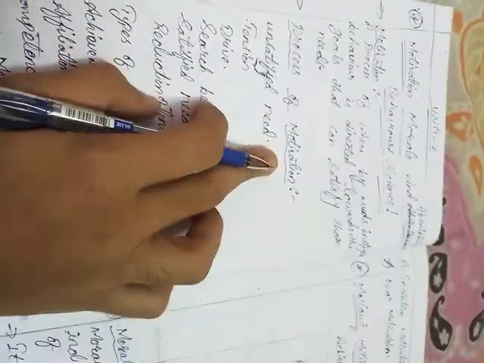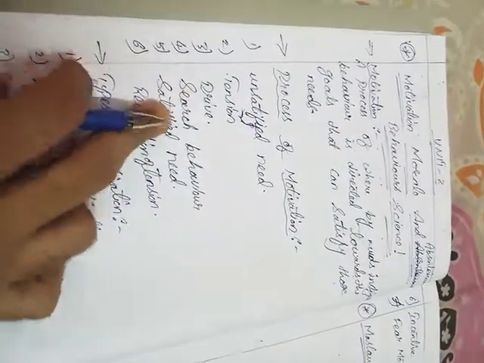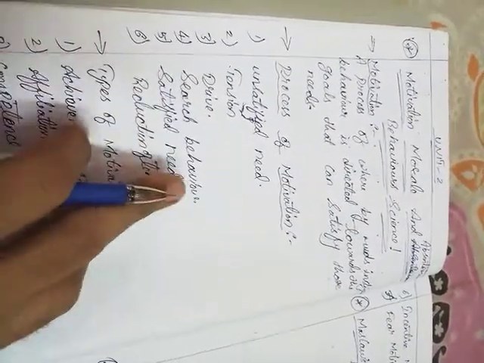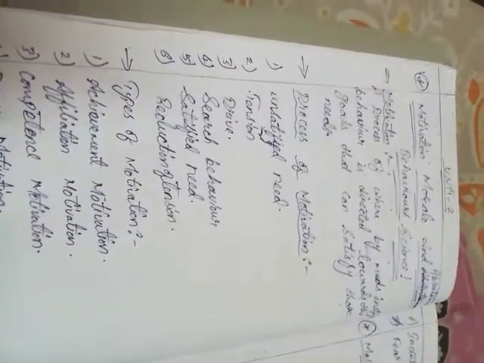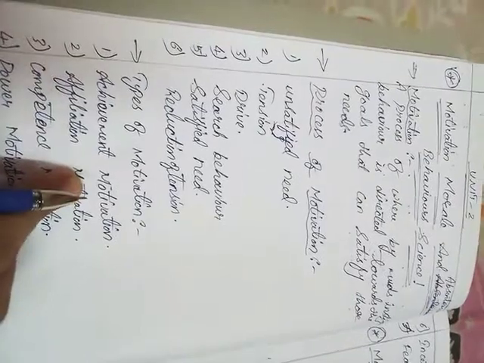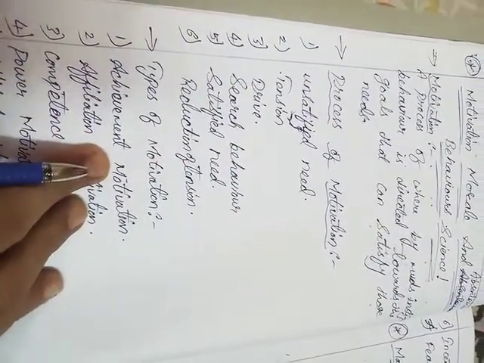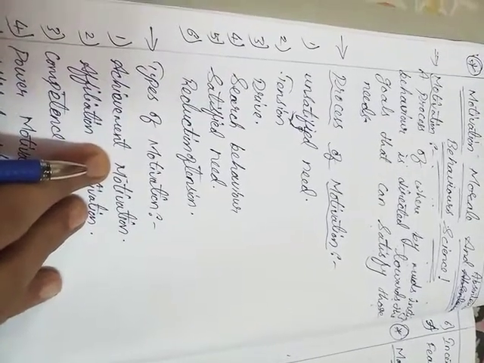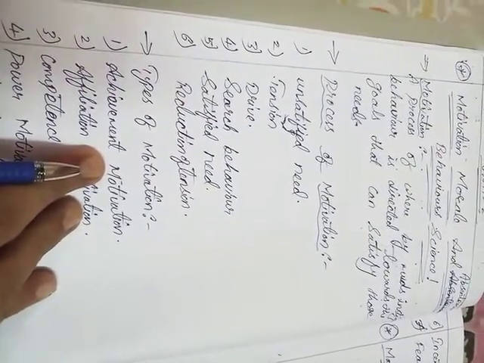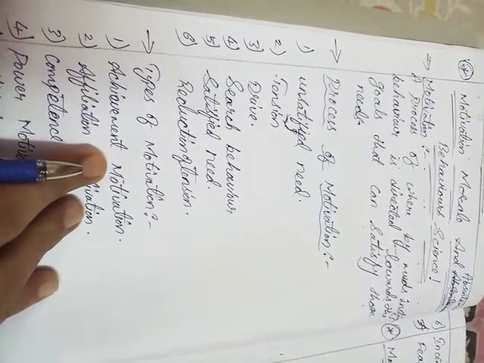And what is the process of motivation? Unsatisfied need, tension, drive, search, behavior. Satisfied need, reduction of tension. First, what are the types of motivation? Types of motivation are achievement motivation. Achievement motivation can be defined as an individual's need to meet a realistic goal, achieve it, receive feedback, and experience a sense of accomplishment.